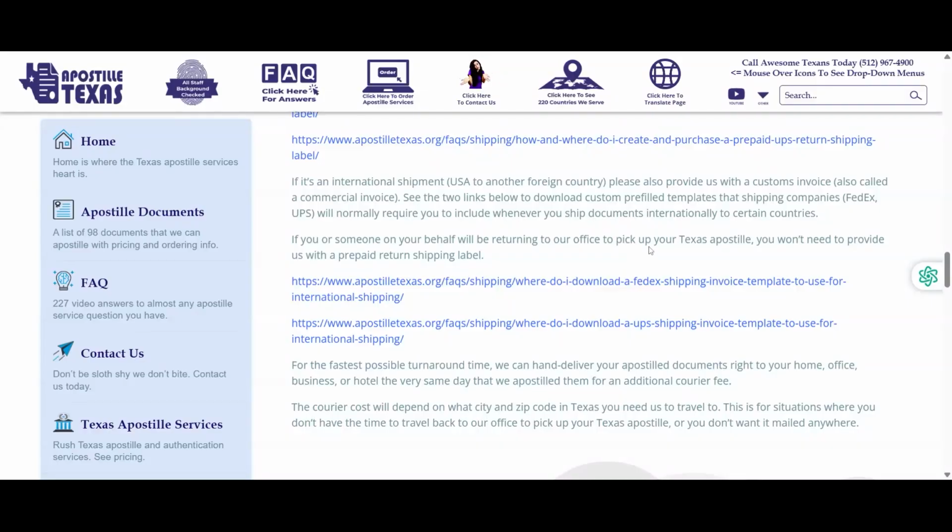So that's pretty much it. It's really simple for corporate documents because you don't have to worry about creating a label to ship to us. You can't ship to us. So everything you're going to do is going to be electronic, and you're going to upload it on our order form page. And we're going to go over that in step 3.